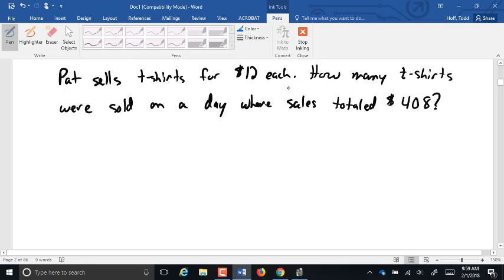So when we look at something like that, most of us look at that and we just know, oh, we're going to take 408 divided by 12. That'll tell us how many. But I want to step back and look at, is there a formula or a relationship that describes this? And there is. When we're talking about finding the total revenue taken in here, the formula would be the price per unit times the number sold equals total sales.